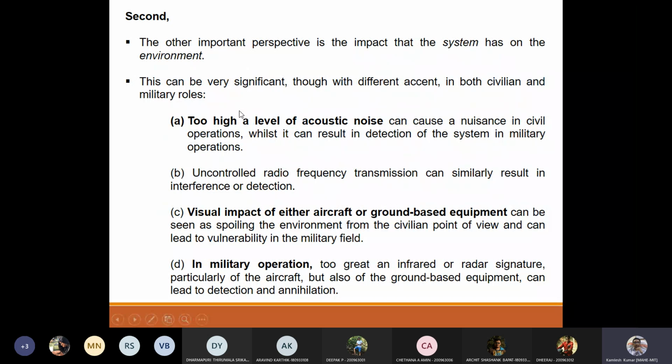Another important factor is too high a level of acoustic noise. Long back this was also a problem: when a craft was flying, too much noise was there. So you should not design a craft that has too much acoustic noise, correct? Because that will affect the persons staying nearby, or residential persons, correct?